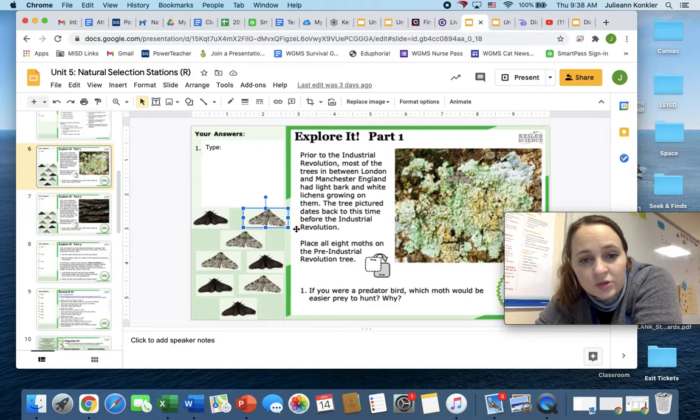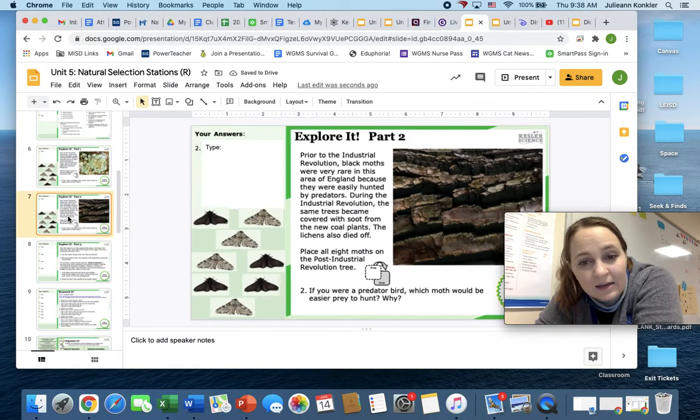Then we have our Explore It. You're going to drag and drop the moths, all 8 of them, onto the picture. Then answer the question, and the question's right here. You're going to do it again. This time we have a different type of tree. Well, rephrase that, not a different type of tree. You'll have to read the information to understand what's going on here.